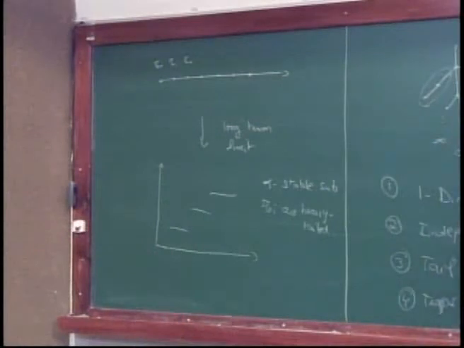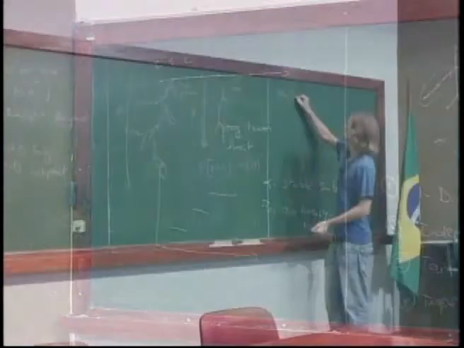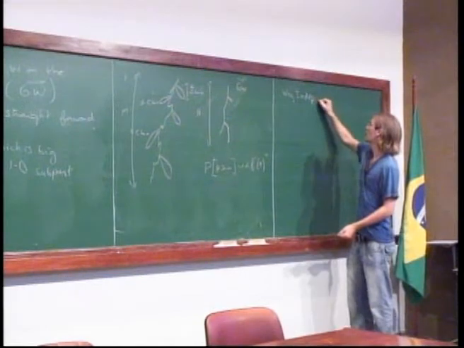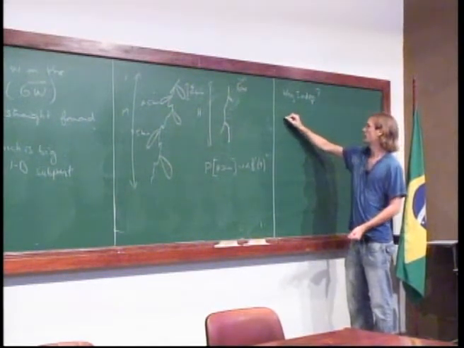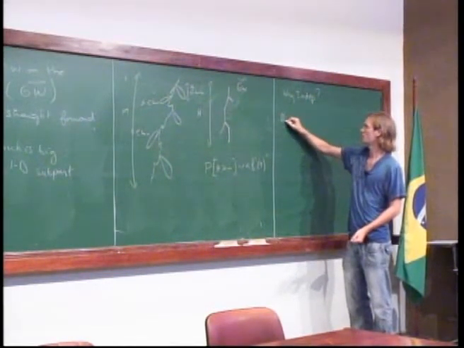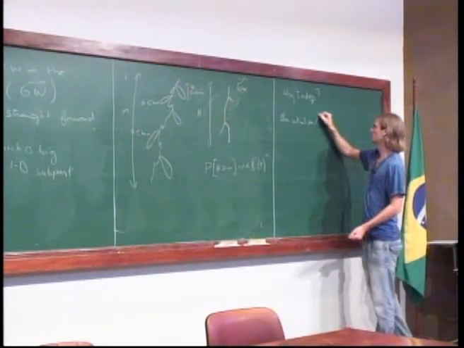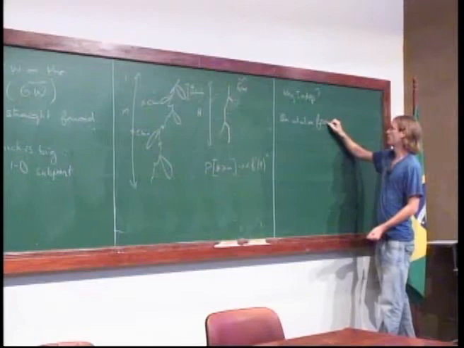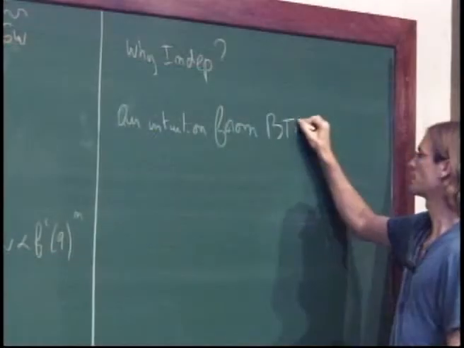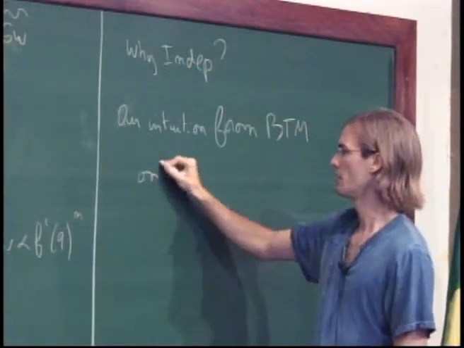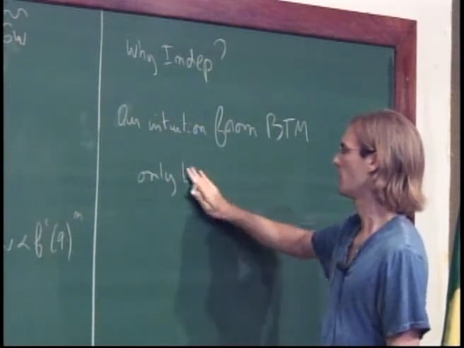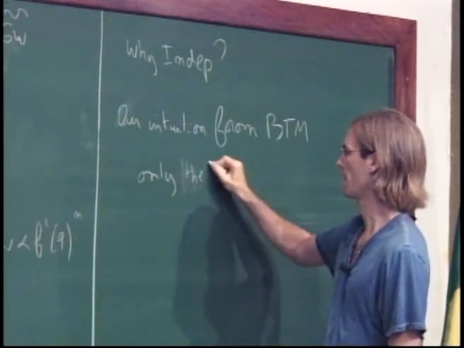So, why independence? What happens is that our intuition from the Bouchaud trap model tells us the following: only the biggest traps matter.